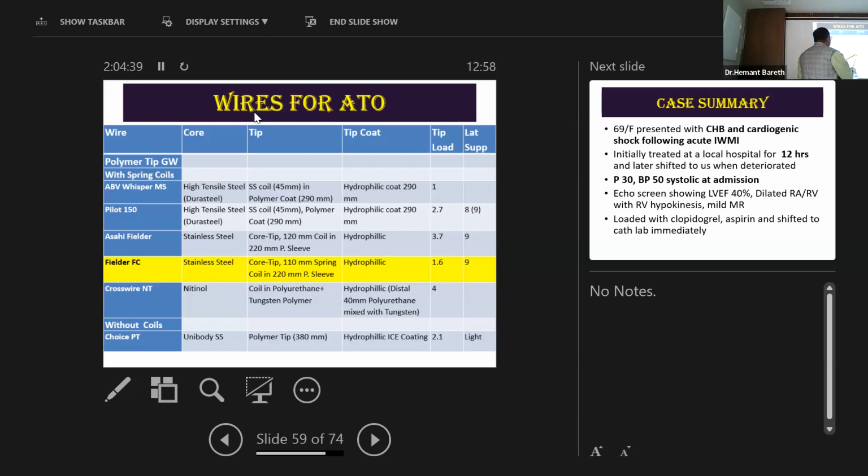You need a wire which, interestingly, has a 110 millimeter spring coil. So you remember it has got a 110 millimeter coil and a tip load of 1.6. So exactly between 1 and 2. So this is the kind of wire that is most suitable in this situation where you have organized thrombus.